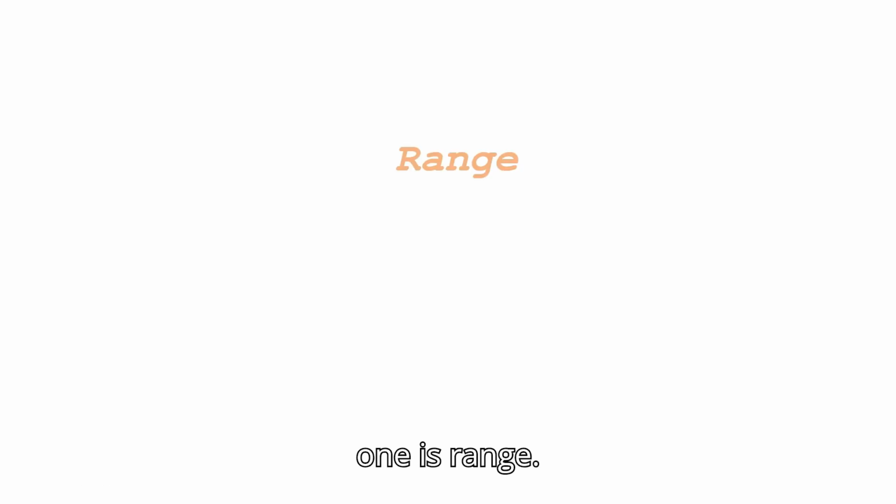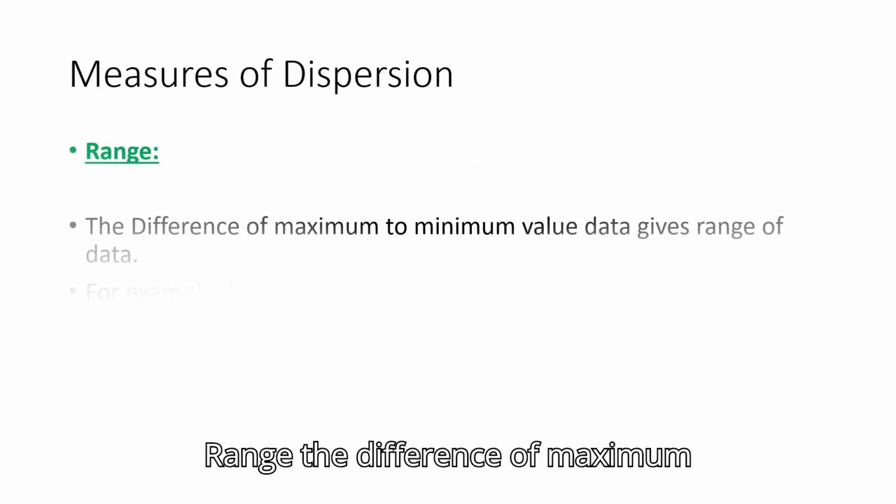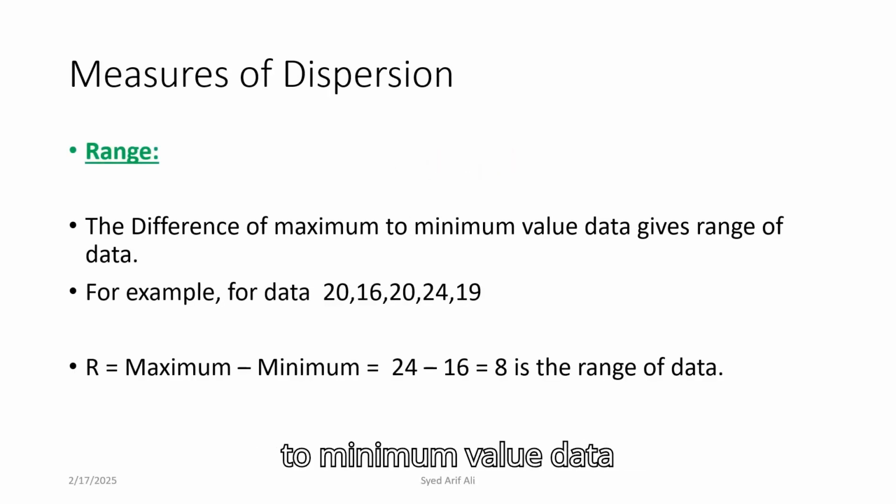The first one is range. Range, the difference of maximum to minimum value of data, gives the range of data. For example, for data 20, 16, 20, 24 and 19, the range of this data is R equals maximum minus minimum, which is equal to 24 minus 16, which is equal to 8. 8 is the range of the data.